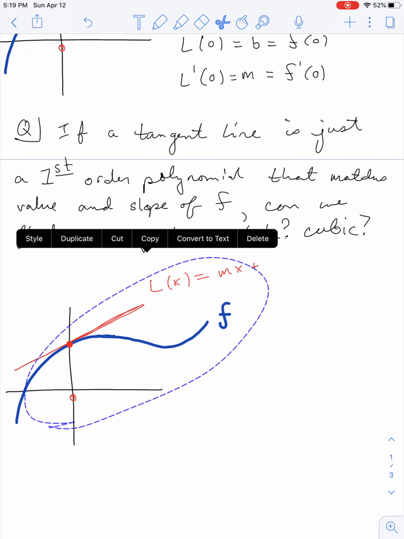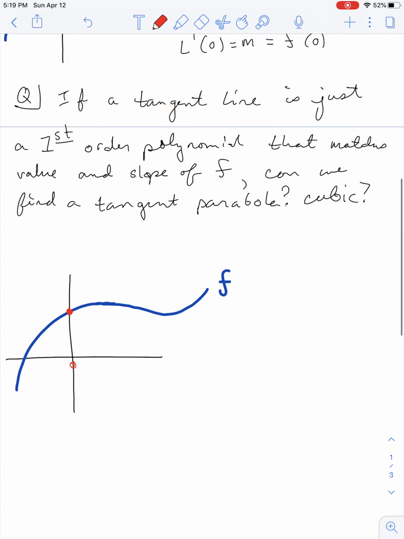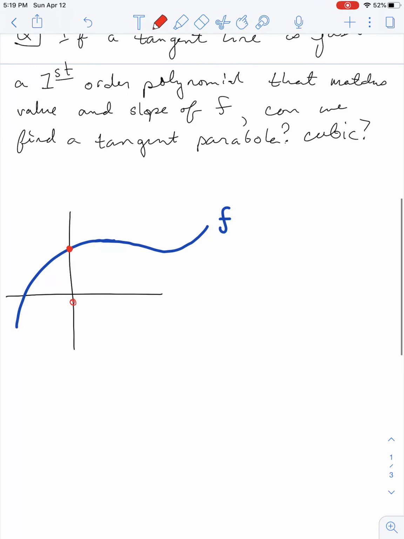So let's bring this down here. And now what we'll think about is, how could I fit a tangent parabola? That's not very pretty, is it? Let's try that again.